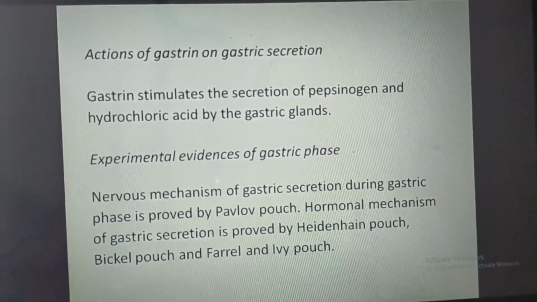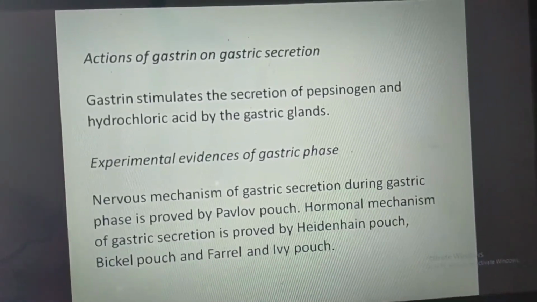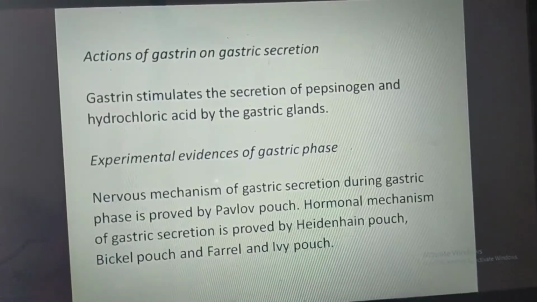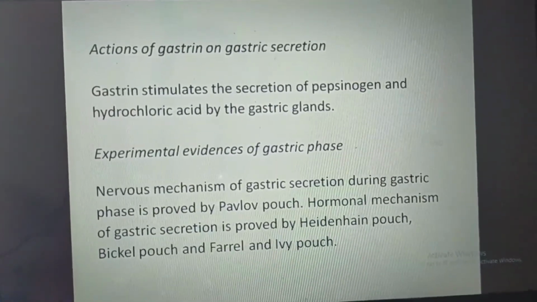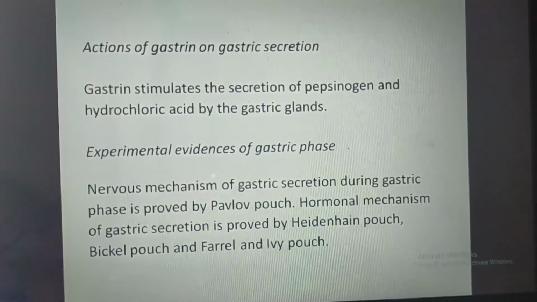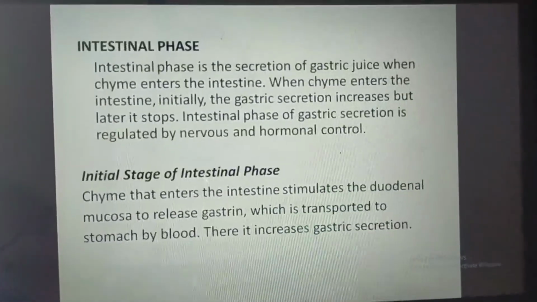Actions of gastrin on gastric secretions. Gastrin stimulates the secretion of pepsinogen and hydrochloric acid by the gastric glands. We are not talking about the experimental evidences.